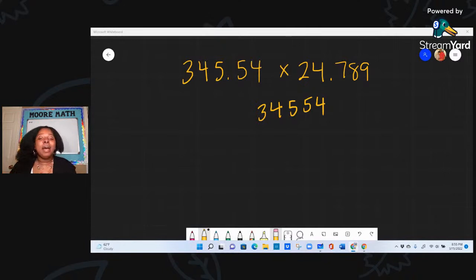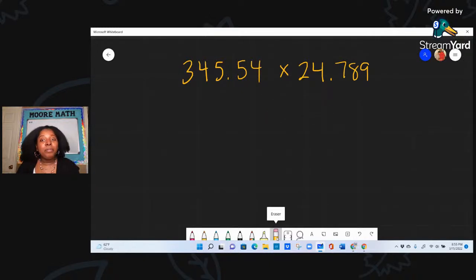Here is the problem. We have multiplying decimals, 345.54 times 24.789. So I was saying when I thought I wasn't muted that multiplying decimals is the easiest operation out of all of them. However, it's hard because you can mix it up with adding and subtracting decimals and also dividing. It's just a lot of rules to keep track of. But with multiplying, I'm going to show you how we can make it super simple.